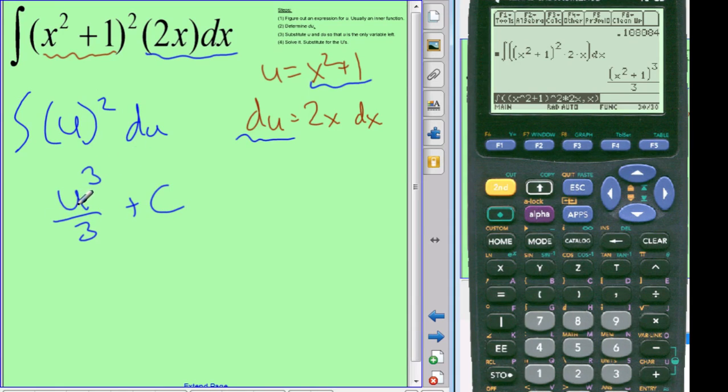And I don't want to leave it in u because the original function was in x's, so for this u, I'm going to go back and substitute x squared plus 1. So my final answer is going to be x squared plus 1, cubed over 3, plus c. And that's what we got in that last problem. If you look at my calculator, I figured it out over here. It's the same answer. So use substitution, one way to make this work.